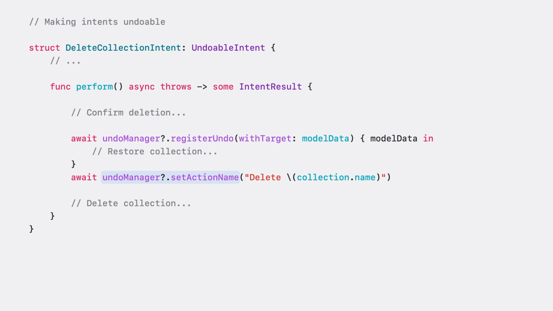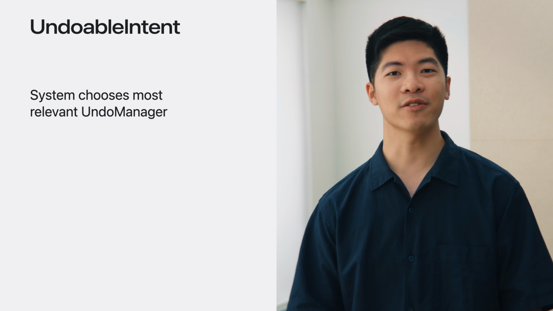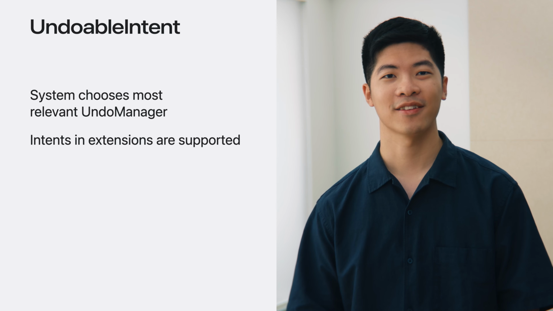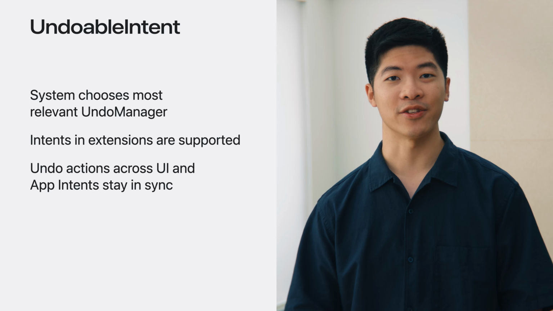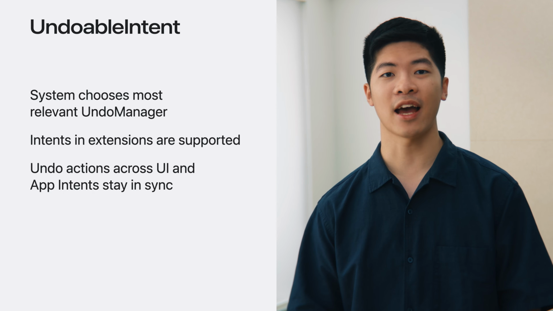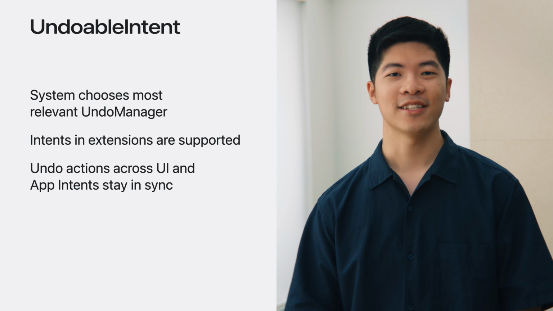The system gives your intent the most relevant undo manager through this property, even when those intents are run in your extensions. This ensures your app's undo actions across UI and app intents stay in sync, so they can be undone in the correct order.